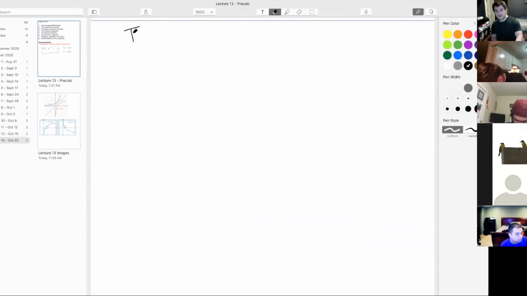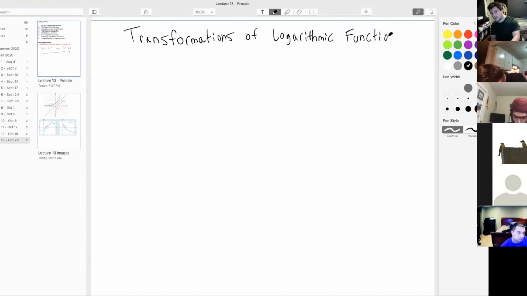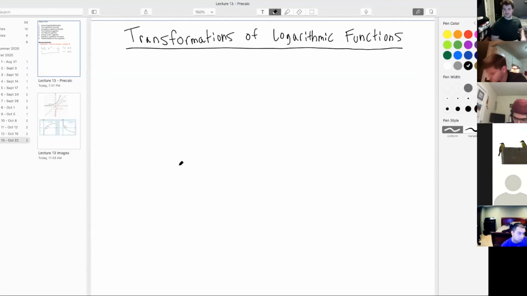So this will be transformations of logarithmic functions. What does that mean? What are transformations? Yeah, those are just our vertical shifts, vertical stretches, and horizontal shifts, horizontal compressions. All right. So let's just talk about that in the case of the logarithm.